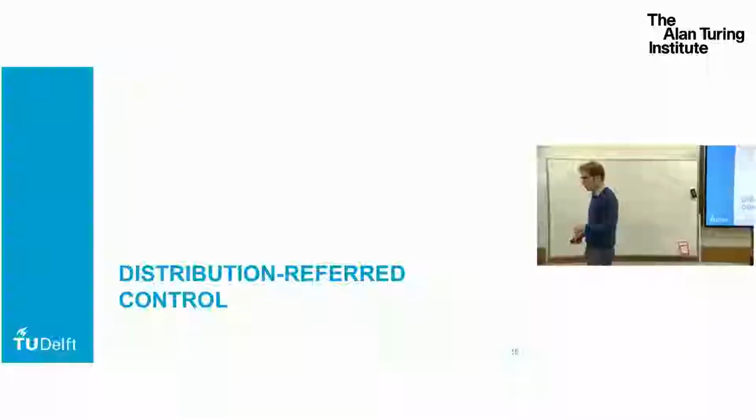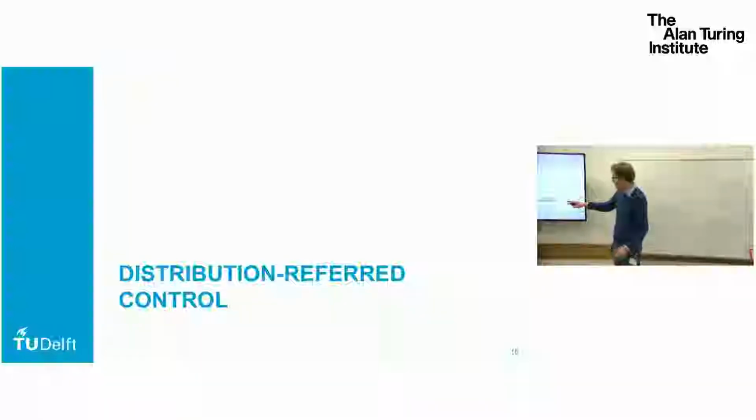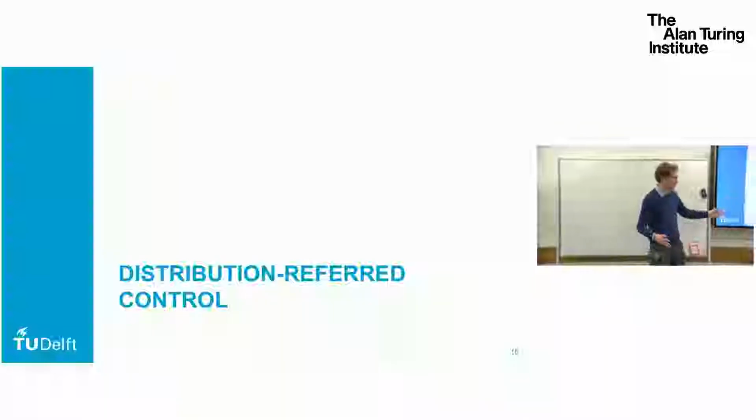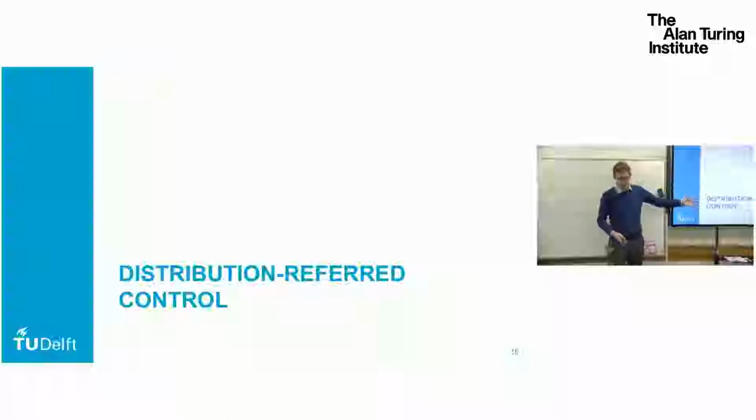So the general approach that we ended up coming up with goes by various names now. We didn't name it, and one thing I learned is you should always name your model or your method, because then you get cited and talked about a lot. We didn't do that, but now I'm calling it distribution-referred control.